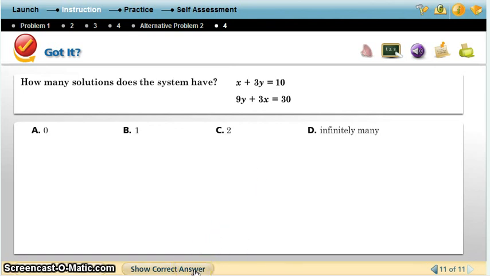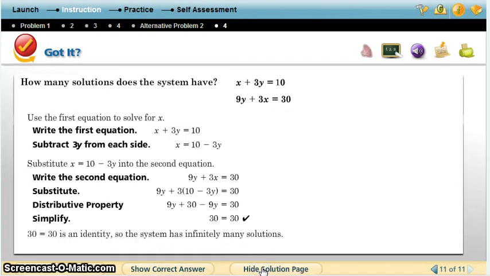Now, your correct answer, hopefully you're finished, is D, infinitely many. And we can look at the solution here of how they solve for x for the first equation, plugged that value in for x in the second equation, and found that you do get an identity, you do get a true statement, therefore you have infinitely many solutions.